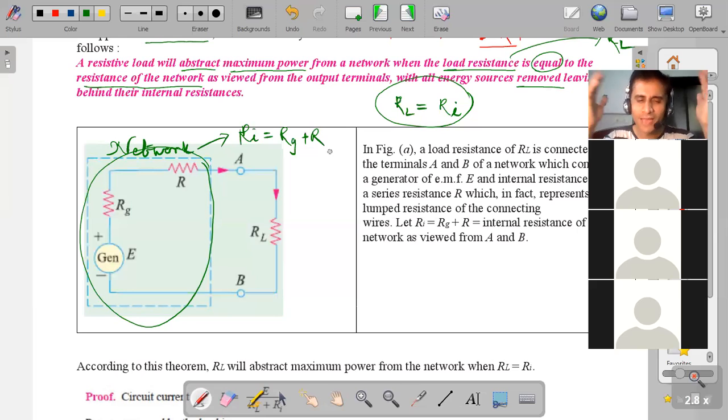Understood, dear student? A and B are output terminals. Our aim is to find out the condition, the criteria for maximum power. RL is the load resistance, L for load. RL is the load resistance which is connected across which points? Anyone?